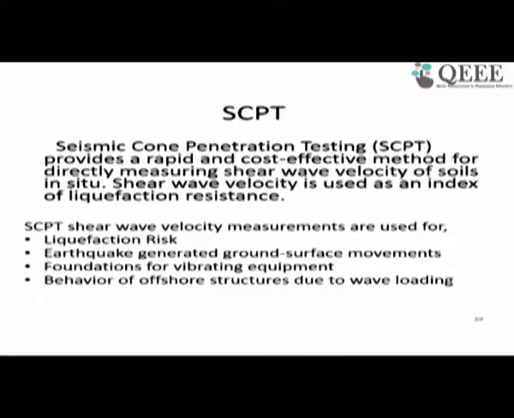Many times we also need to get the details of seismicity of the region. We call that SCPT. So we want to know the shear wave velocity of the profile, the strata. In that case, you need an additional sensor which will record the shear wave profile during the seismic cone penetration. This particular test is helpful for liquefaction risk study, earthquake generated ground surface movement, foundations for vibrating equipment, and behavior of offshore structures due to wave loading.